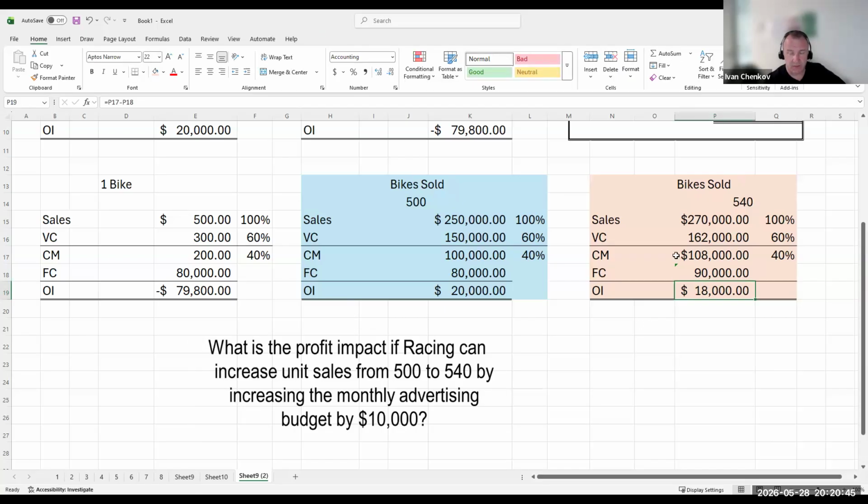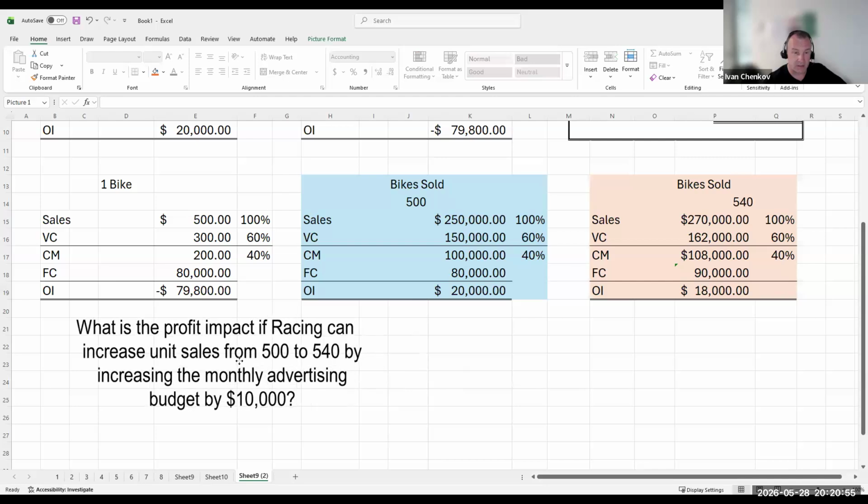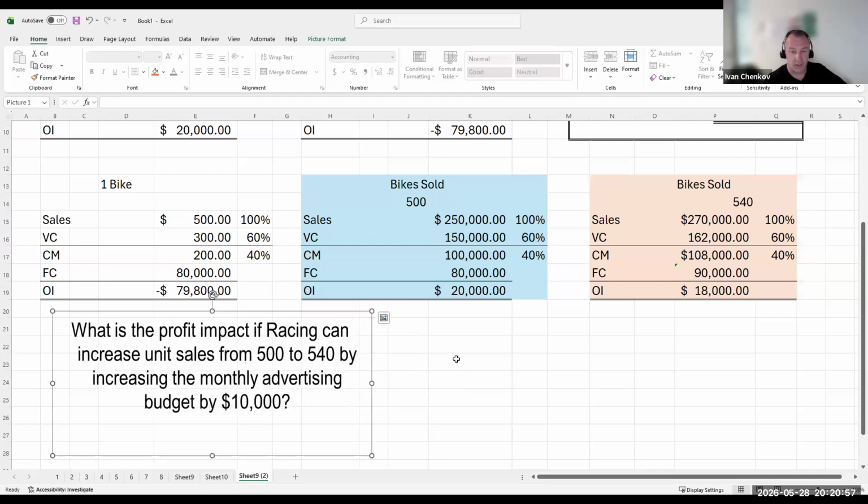But as you can see, doing it this way is too heavy. You have to run the new financial statements. You have to calculate everything. It's too much. Is there a short way? Yes, there is a short way. What's the short way?